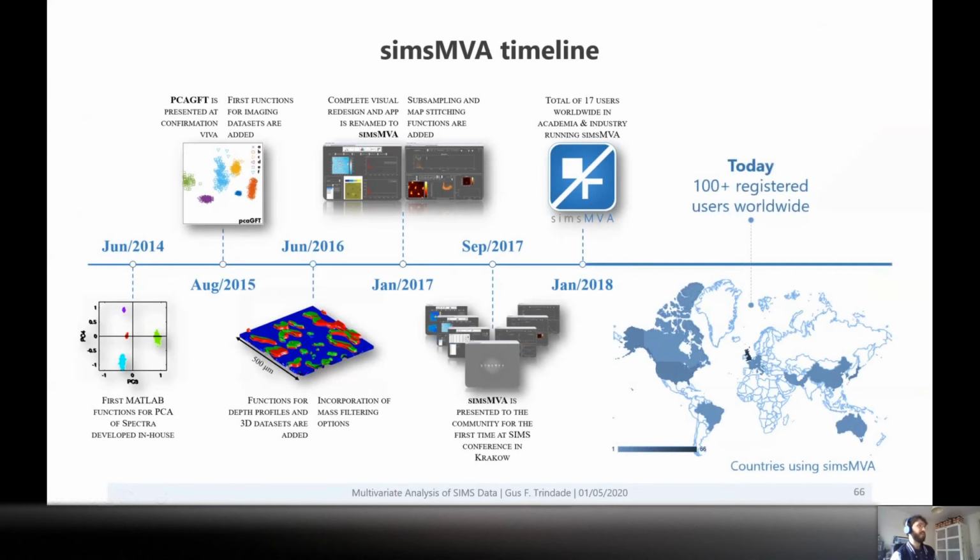So I just want to show this timeline. I will show you as well. I started in June 2014 with just some functions to do MVA, or to do PCA actually, of some spectra I had from some polymers. And then I decided to name it PCA GFT at some point, and I decided to make a software. So it was called GFT, which is just my initials.